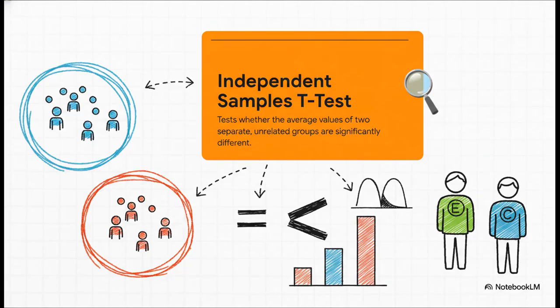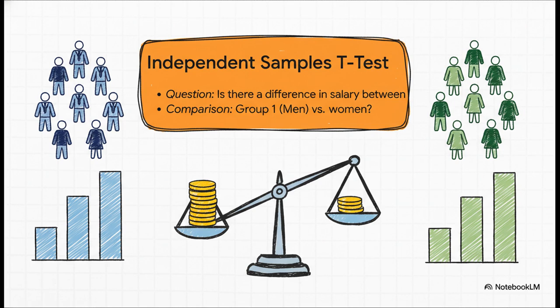Next up is the independent samples t-test. Now, this is probably the one you're going to see the most out in the wild. It's for when you have two totally separate, unrelated groups, and you just want to compare their averages. Think an experimental group versus a control group. And to answer our question from earlier about that salary gap, this is the test we'd use. We're comparing the average salary of one independent group, men, against the average salary of another independent group, women.